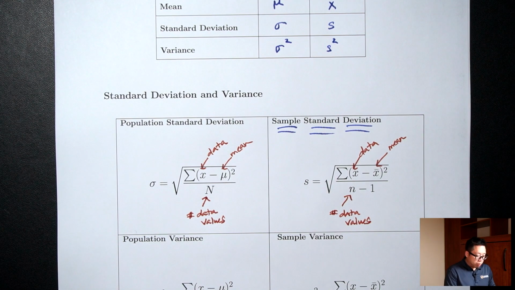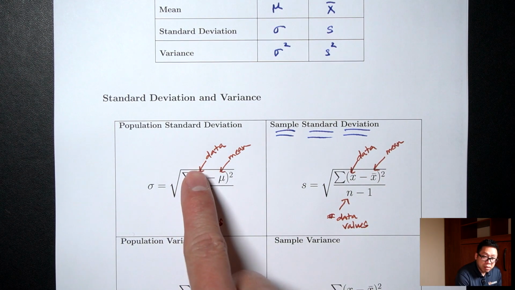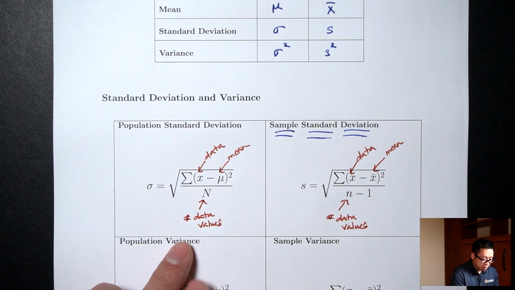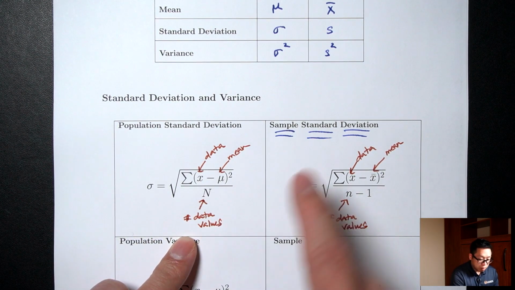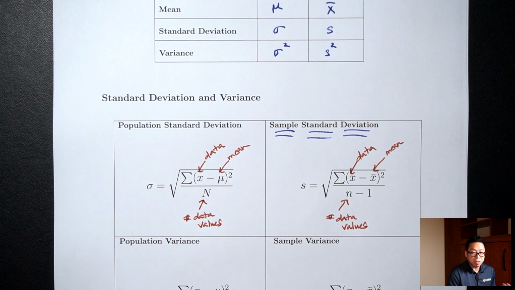Now, both formulas are really telling you to do almost exactly the same thing. Data minus the mean. Data minus the mean. The only thing that's different is on the bottom. For the population version, you're dividing by number of data values. For the sample version, you're dividing by number of data values minus 1. That's really the only difference in the two formulas.